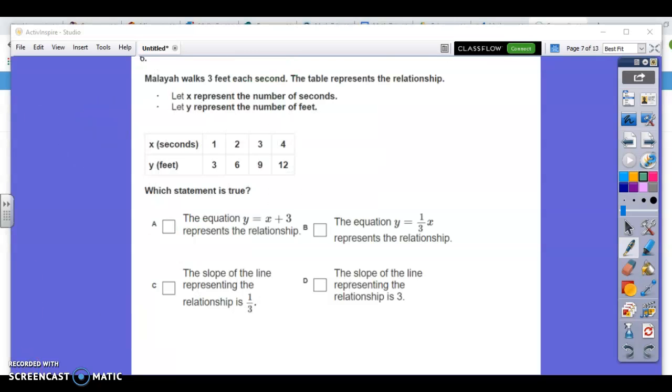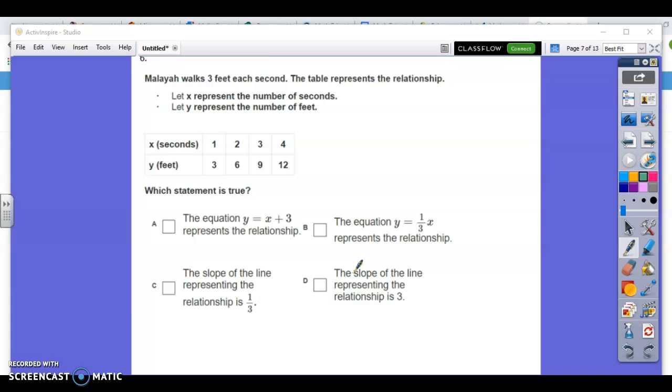Number 6, Malaya walks 3 feet each second. The table represents the relationship. So they did give you a table here, so that's good. X represents the number of seconds, and Y represents the number of feet. Which statement is true? So it gives us an equation. So in this case, we have a y-intercept, and here we have a slope. This says the slope is 1/3, and the slope is 3.